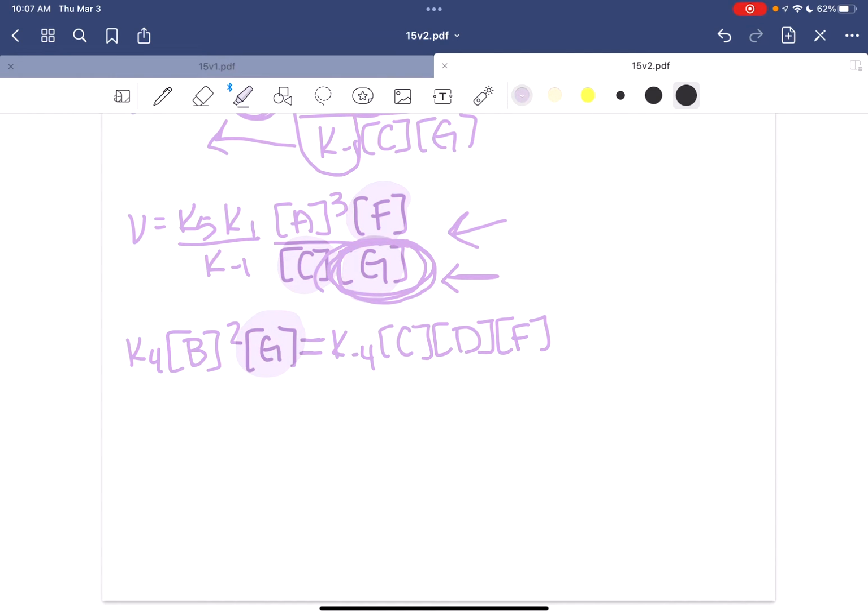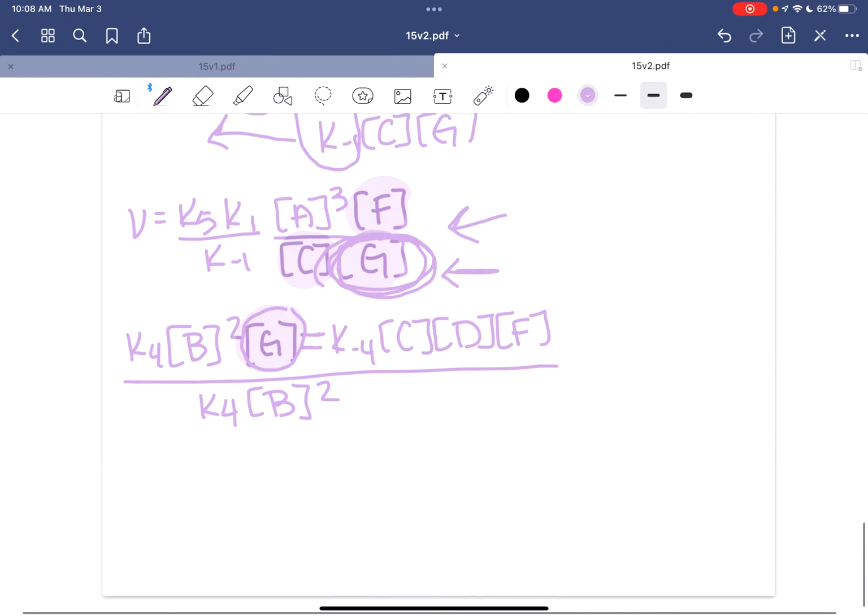So just like what we did when we were isolating the concentration of E, we want to isolate G on its own. So we're going to divide both sides by everything that G is multiplied by, because whatever we do to one side of the equation, we always want to do to the other. And so a simplified way of doing that is just dividing the entire equation by that if you don't want to rewrite it on both sides. So both sides are going to be divided by K4 times B squared. So I'll just grab a new page here.